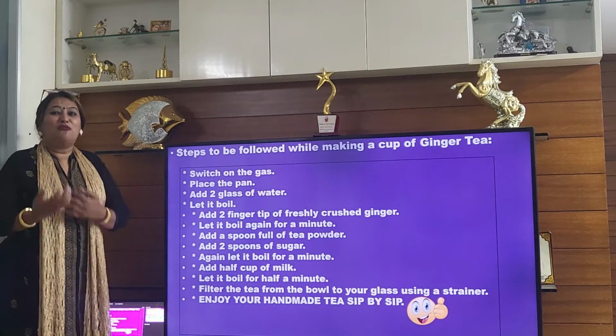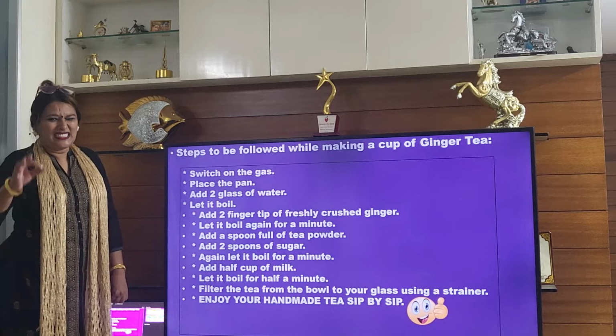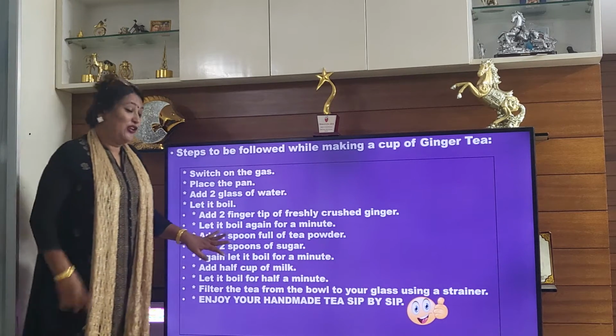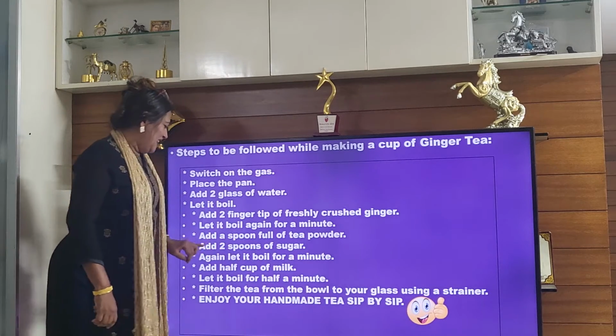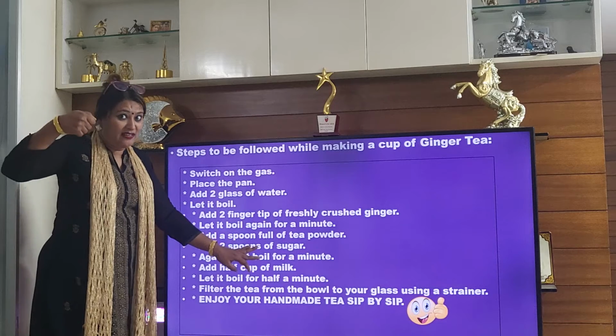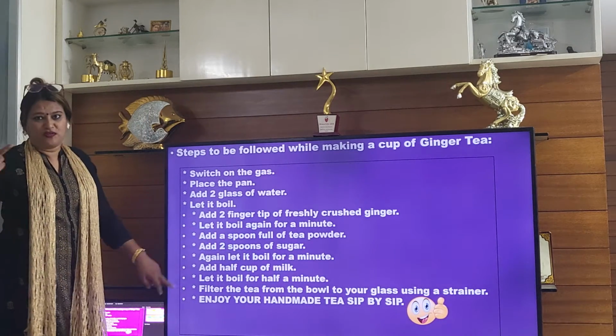Teas and all, when they cook more and more, you get the awesome aroma and you get the exact taste. You get the refreshment. That too along with the ginger. Then add a teaspoon of tea powder. Only one for 1 cup of tea, only 1 spoon. Okay, add 2 spoons of sugar.